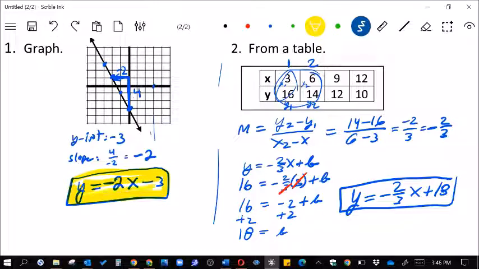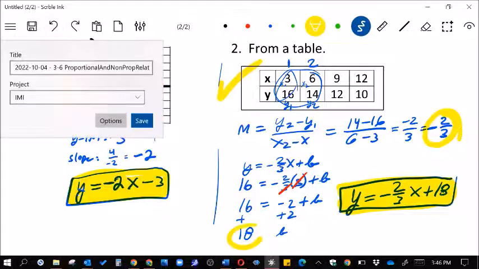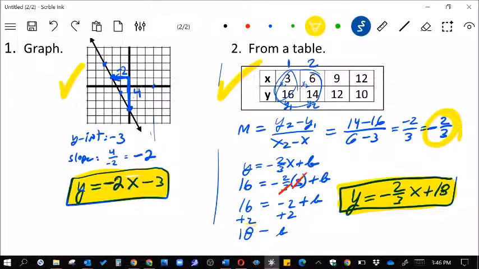So make sure you are comfortable with seeing a graph and making an equation with the y-intercept and the slope, or from a table, being able to first find the slope, and then finding the y-intercept. Getting those two things.